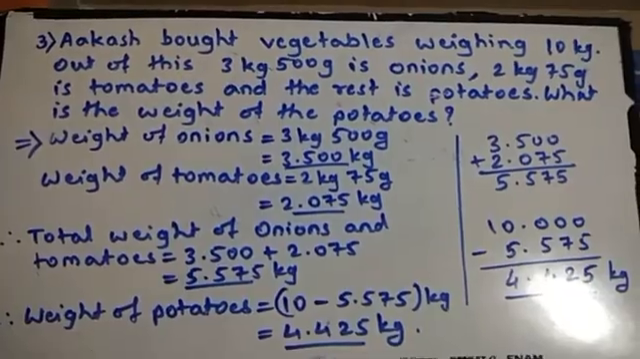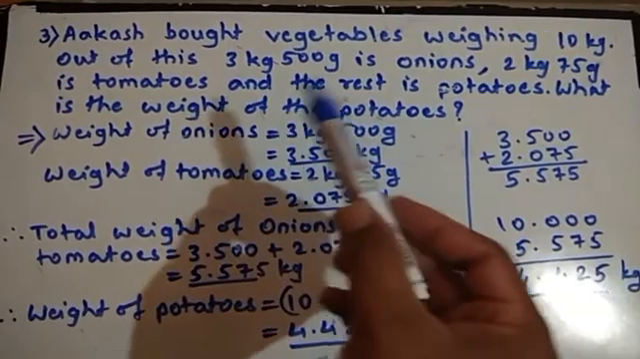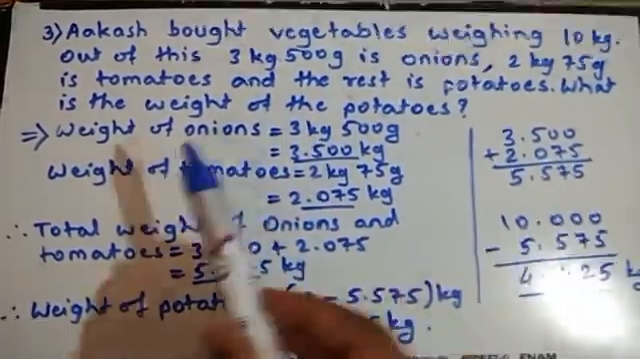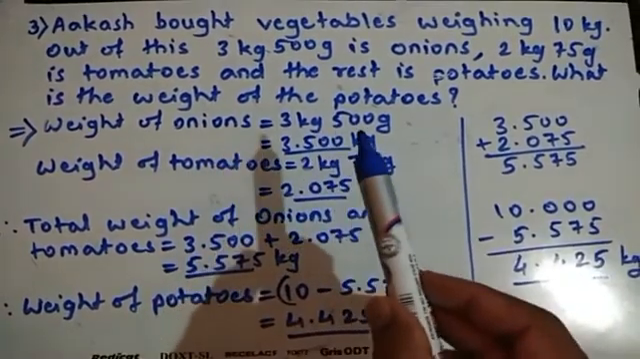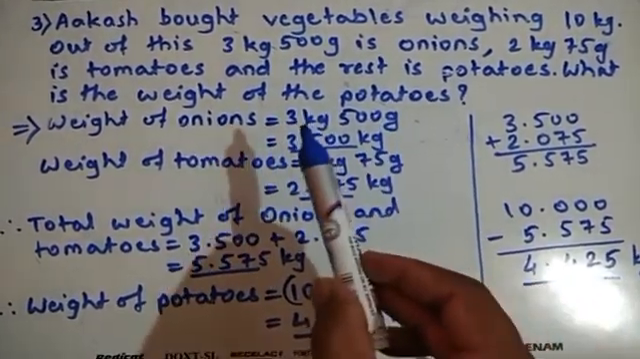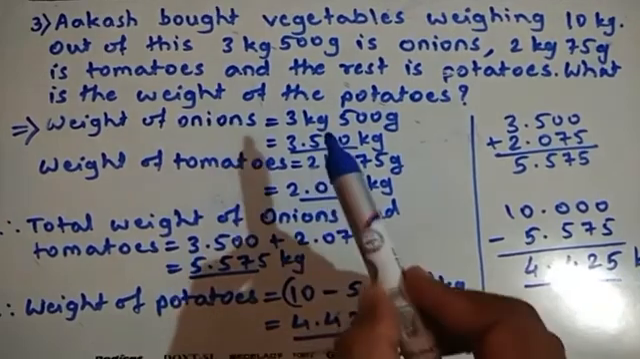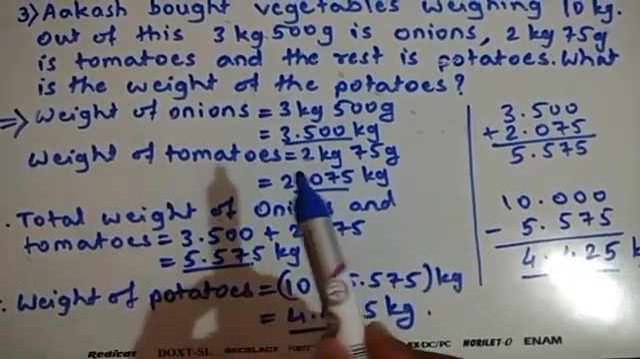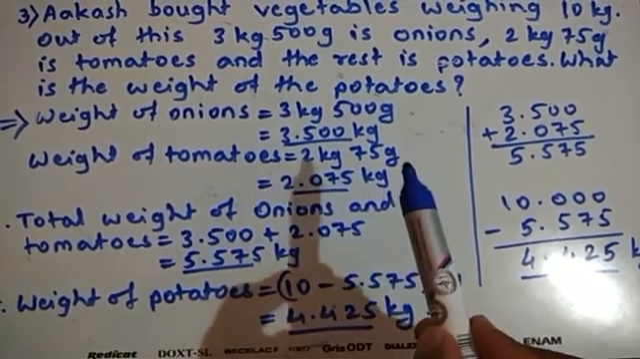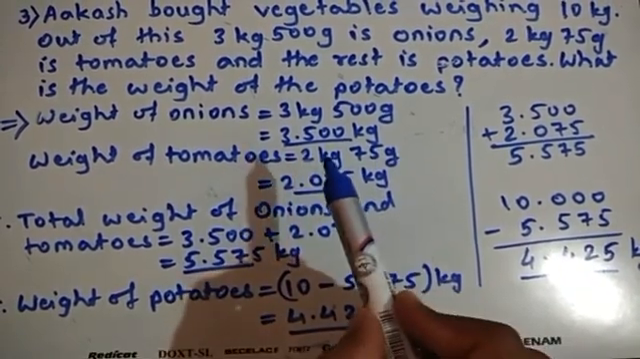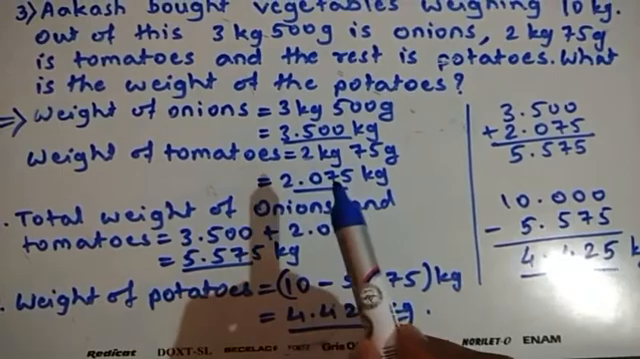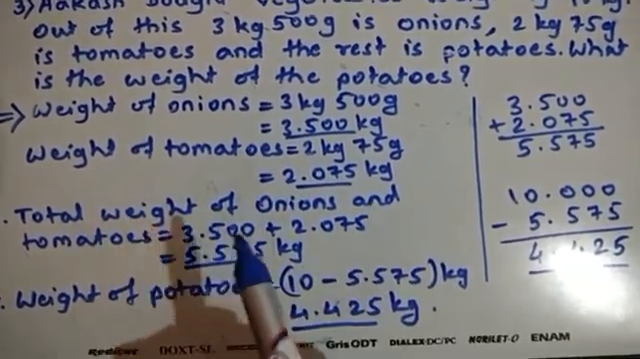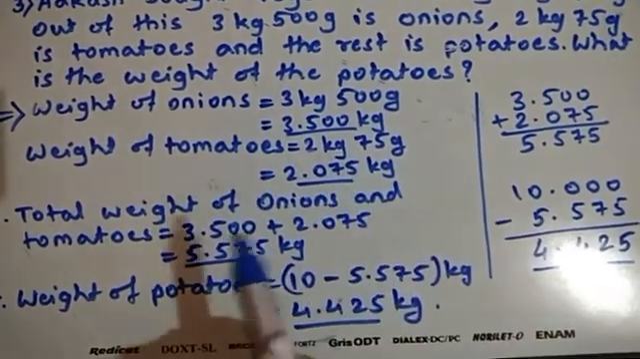Students, one thing you remember, that if numbers are given in different units, first convert them into the one unit. Now therefore weight of onions is 3 kg 500 gram. So convert this gram also into the kilogram. Therefore it will become 3.500 kilogram. In the same way, weight of tomatoes is 2 kg 75 grams. So 75 grams also we are going to convert into the kilogram. So it will become 2.075 kilogram. Therefore total weight of onions and tomatoes is, add both the numbers, so it will become 5.575 kilogram.